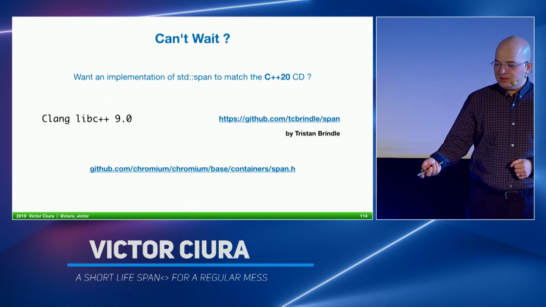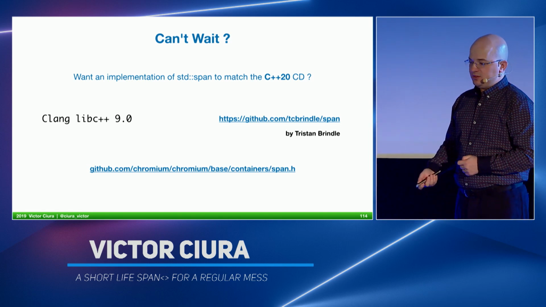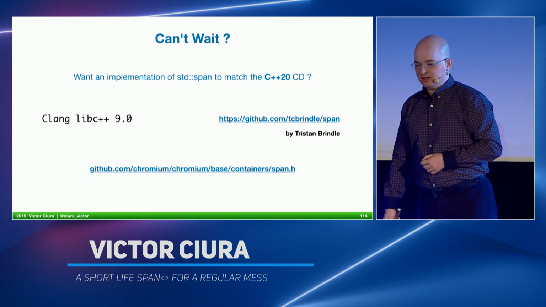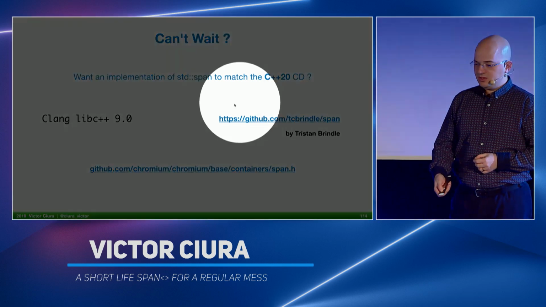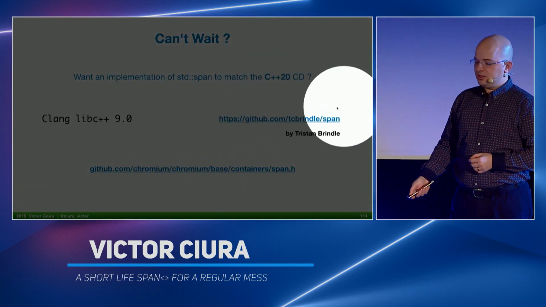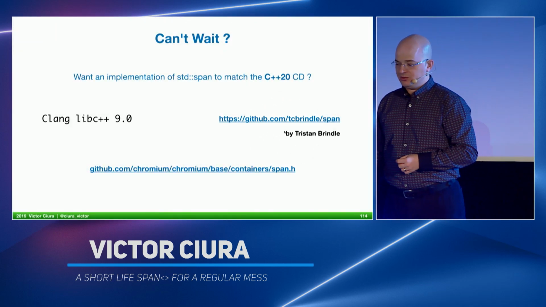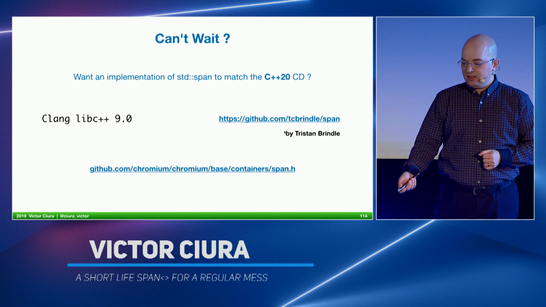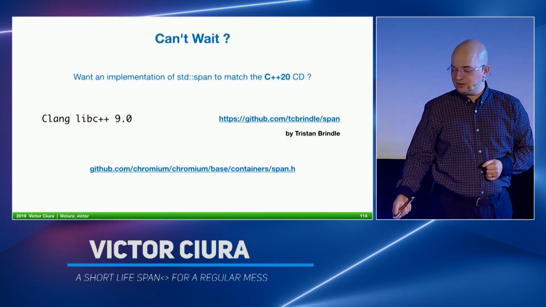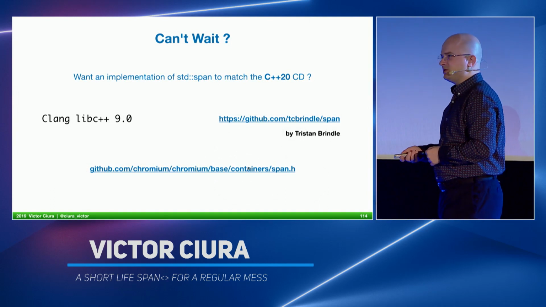If you cannot wait and want an implementation of standard span that matches the current draft of the C++20 standard, and your tooling is not yet shipping such a thing, then if you're using Clang 9, you're good. Alternatively, you can use an open source implementation. My favorite is the one by Tristan Brindle, on GitHub. There is even an implementation of span in the Chromium open source project, and that one is actually bounds checked. I'm not sure if it's configurable.